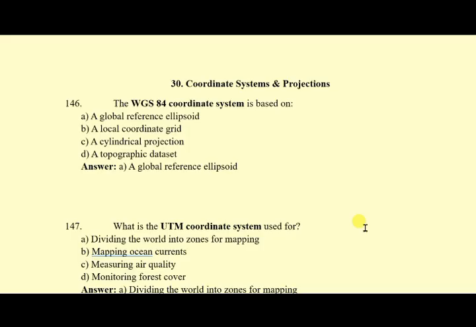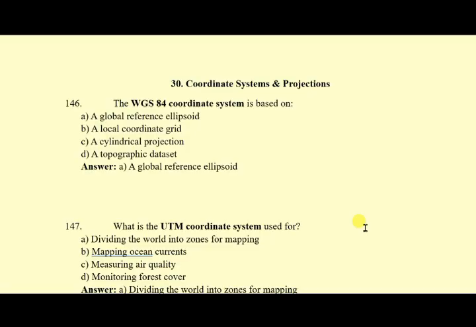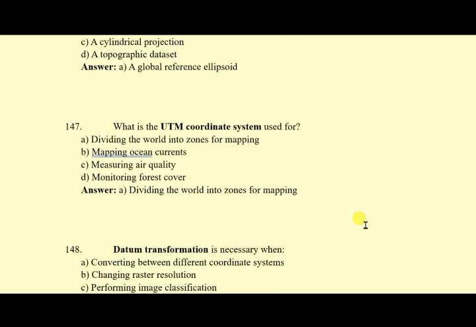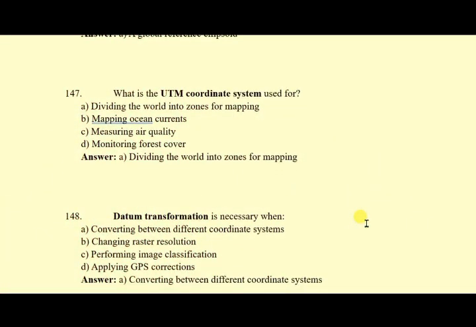Category 30. Coordinate systems and projections. Question 146. The WGS 84 coordinate system is based on a global reference ellipsoid, a local coordinate grid, a cylindrical projection, a topographic dataset. Here the right answer will be a global reference ellipsoid. 147. What is the UTM coordinate system used for? Dividing the world into zones for mapping, ocean currents, measuring air quality, monitoring forest cover. Here the right answer is dividing the world into zones for mapping.